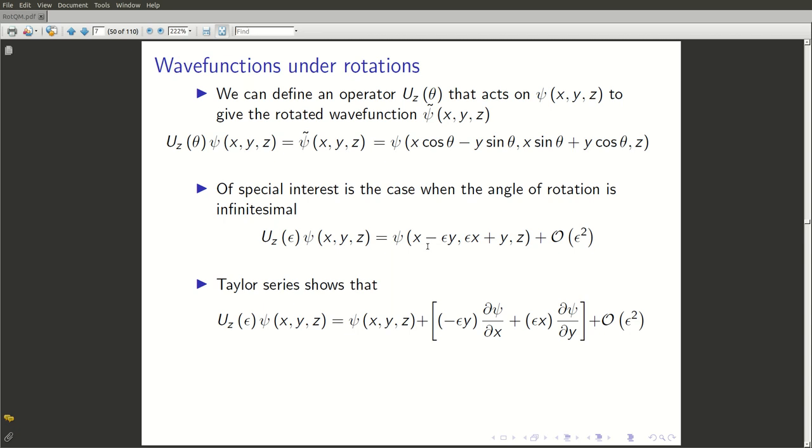There's a zeroth order term in the Taylor series plus the first order correction. The first order correction will simply be minus epsilon y, the change in x, times the rate at which the function psi changes with x. So minus epsilon y times del psi del x. To that you have to add the change in y, epsilon x, times the rate at which psi changes with y. So del psi del y. All this of course is correct only up to order epsilon. There is an order epsilon square correction to the whole thing.